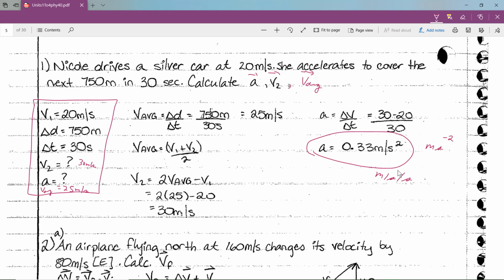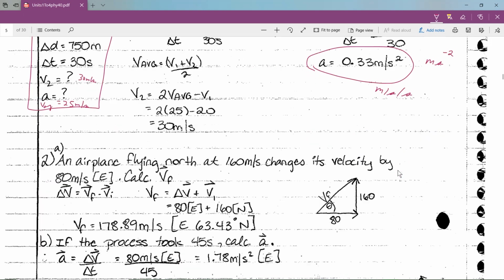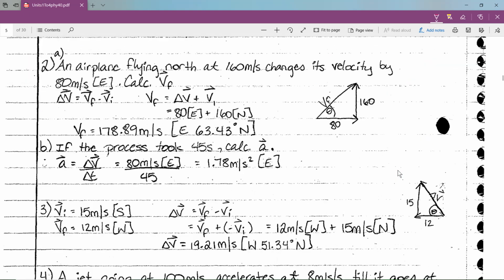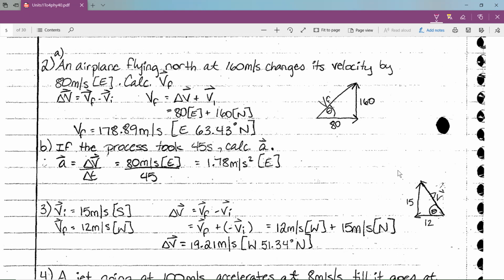Okay, so that was one example. Now, just when I said I wouldn't care about vectors, here's an example where we'll look at vectors. In question 2a, an airplane flying north at 160 meters per second changes its velocity by 80 meters per second. Calculate the final velocity. So the change in velocity is v final minus v initial.